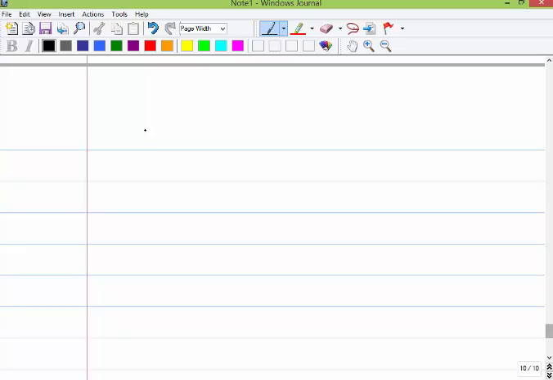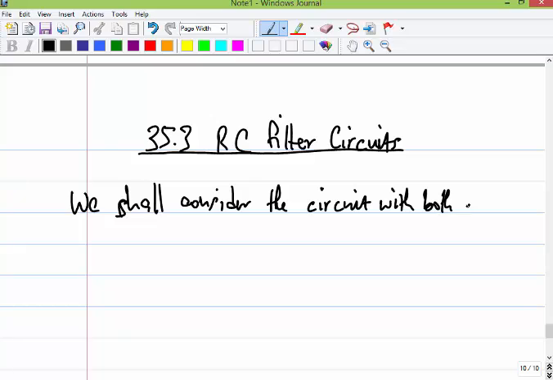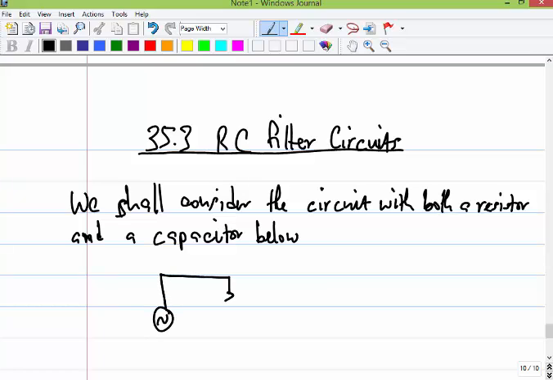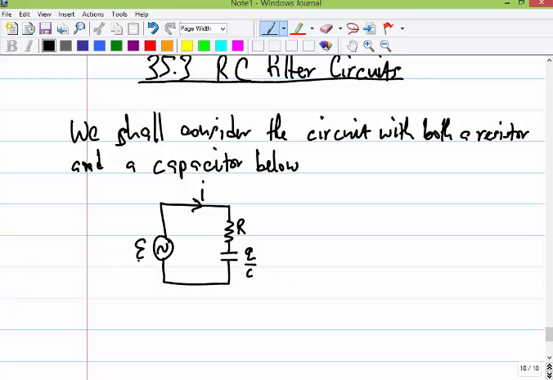So this is 35.3. We'll take advantage of what we know of the resistor circuit and the capacitor circuit to build our RC circuit. We shall consider the circuit with both a resistor and a capacitor below. We have our source, which is alternating, then our resistor, then the capacitor. We've put them in series, and we shall have a current I flowing through. So this is R, this is Q over C, and this is our EMF.